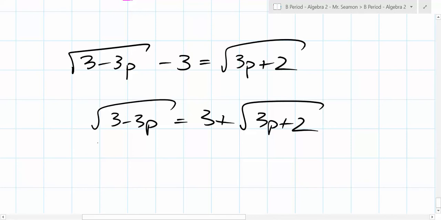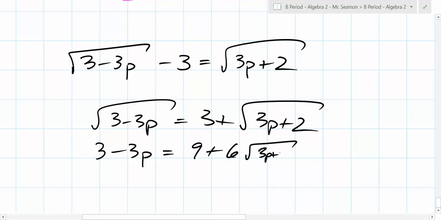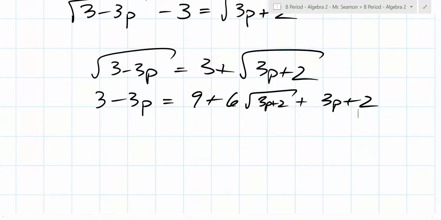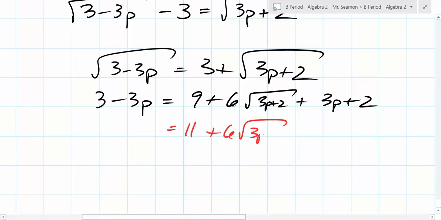Now you square both sides and you end up with 3 minus 3p is equal to 9 plus 6 of these, plus 3p plus 2. What do you mean 6? Because you do 3 times this twice, since you're squaring both sides. So I just went straight to 6 because there are two 3's. Now you need to simplify. On the right-hand side, you end up with 11 plus 6 of them plus 3p, and you have the same thing over here. So what can you do here?